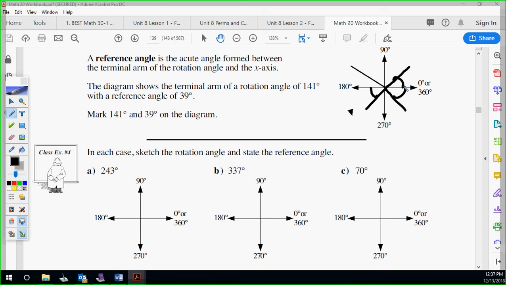It says the diagram shows 141 with a reference angle of 39. So let's actually mark this how they had it. What they're saying is this right here is 141, and this is 39. Which makes sense, right? Because what's 141 plus 39? 180, which we see that's what it is, right?